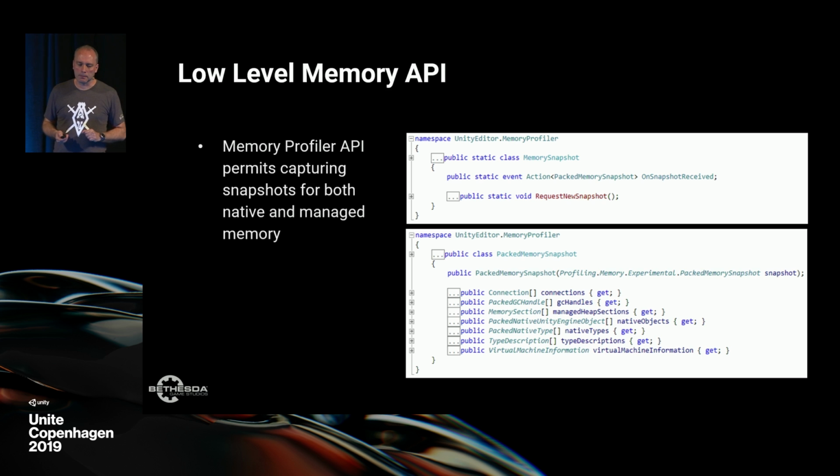the low-level memory API that we have access to. The API basically enables you to get a memory snapshot, and it captures everything. It captures the state of the native memory and the state of the managed memory. It provides connections and typing information. You can grab it and traverse it, collect the data that is needed, and also collect it at multiple points and do a memory diff.